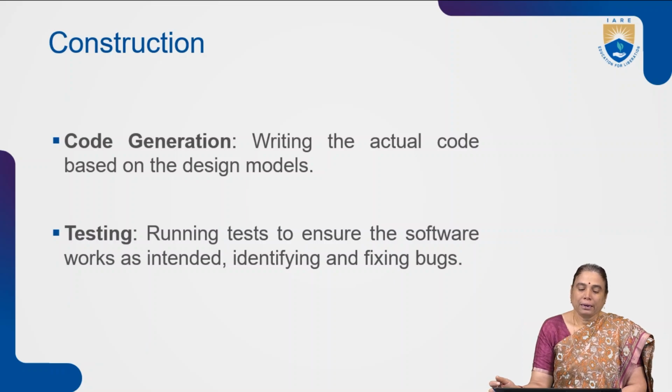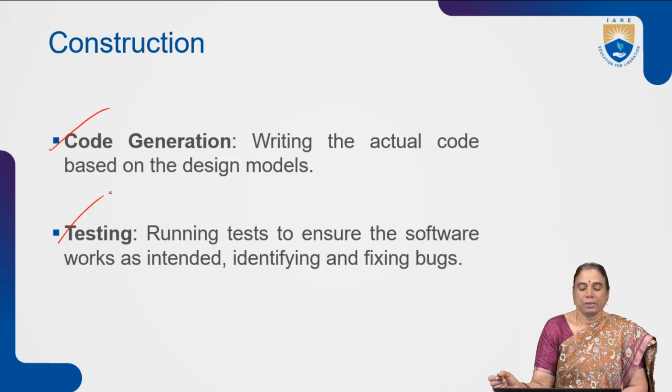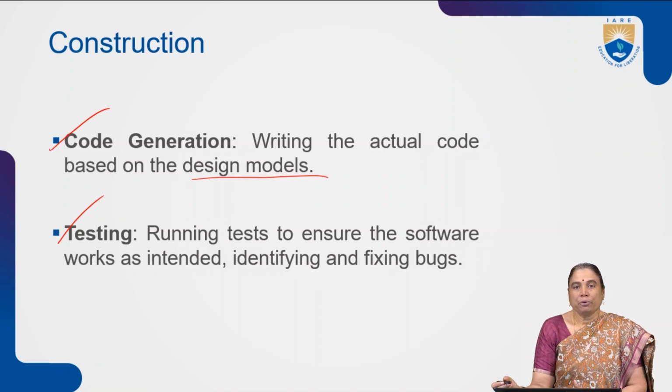The next framework activity is the construction activity, which involves two tasks. One is code generation, second one is testing. In the code generation, writing the actual code based on the design models. So by looking into the SRS and the design document, developing the source code is the major activity performed in the code generation.